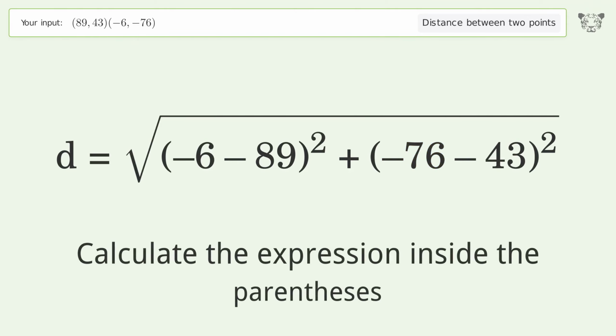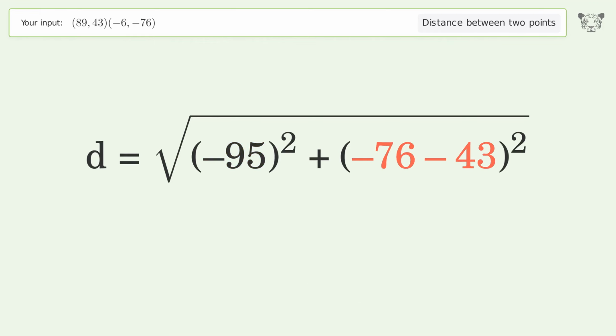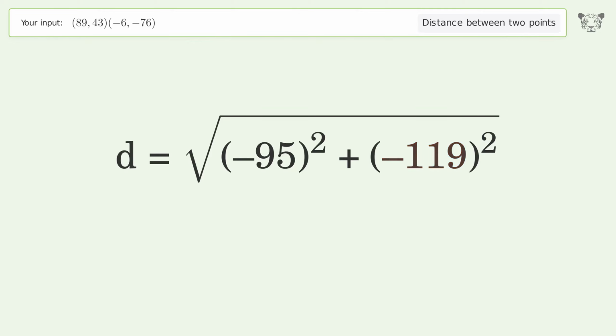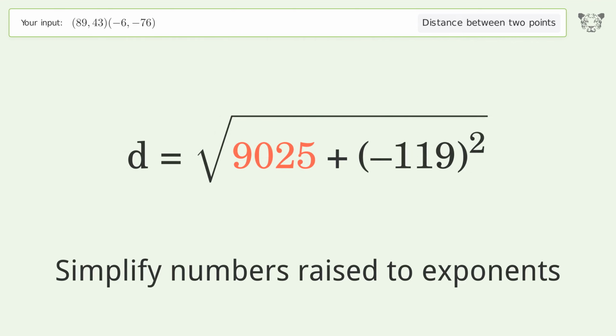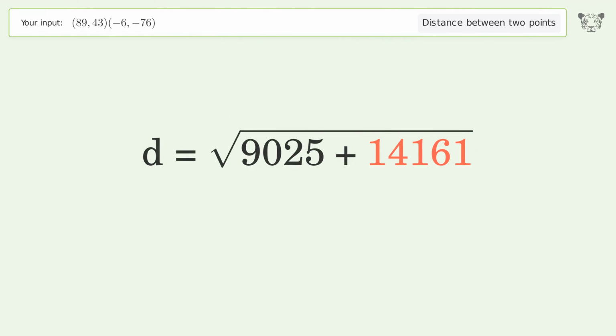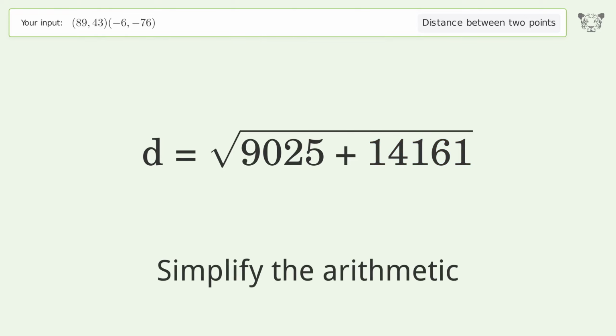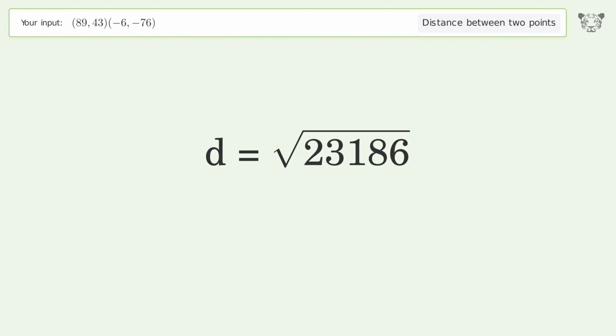Calculate the expression inside the parentheses. Simplify numbers raised to exponents. Simplify the arithmetic. And so the distance between the 2 points is the square root of 23,186, or 152.269.